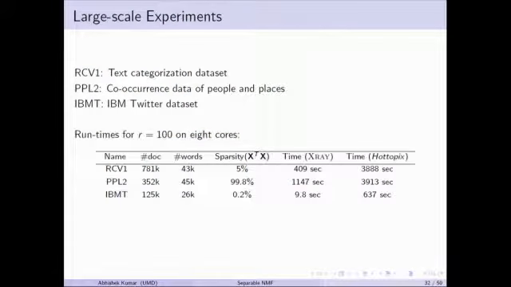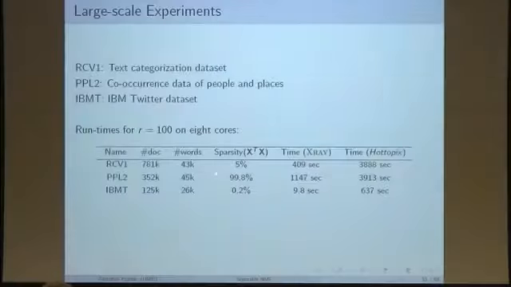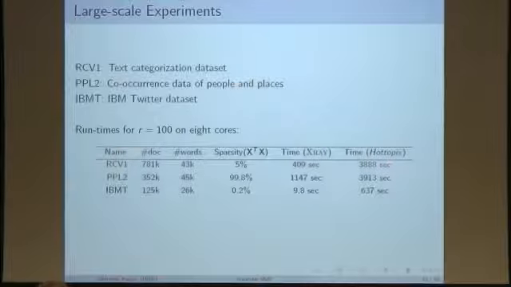Here are some large scale experiments that we did. We evaluated on 3 data sets, RCV1, PPL2 and IBM Twitter data. The statistics of the data sets are here. And we compare with HotTopics, which is the method by Bittorf and co-authors. This is also a very scalable method, and it's optimized using SGD.